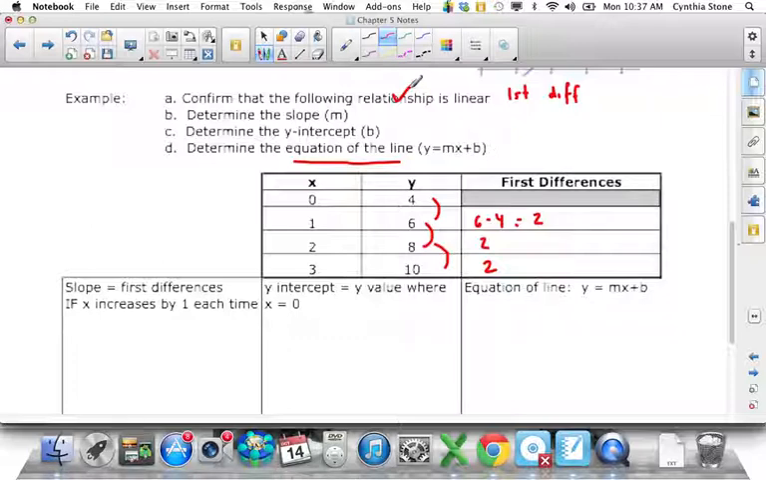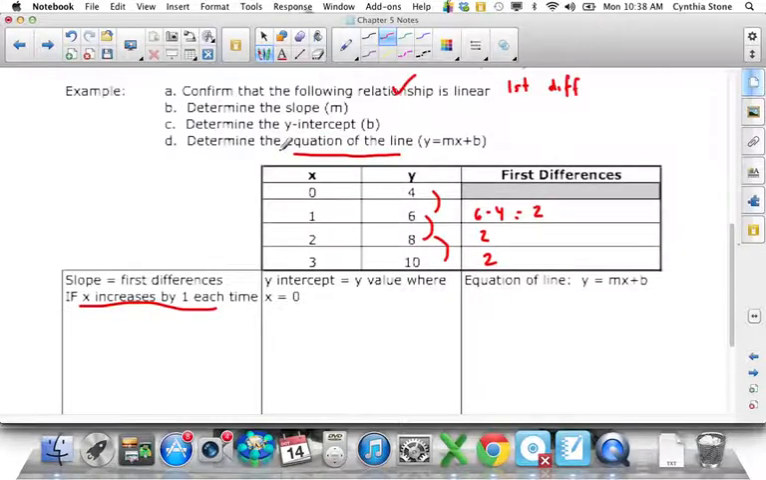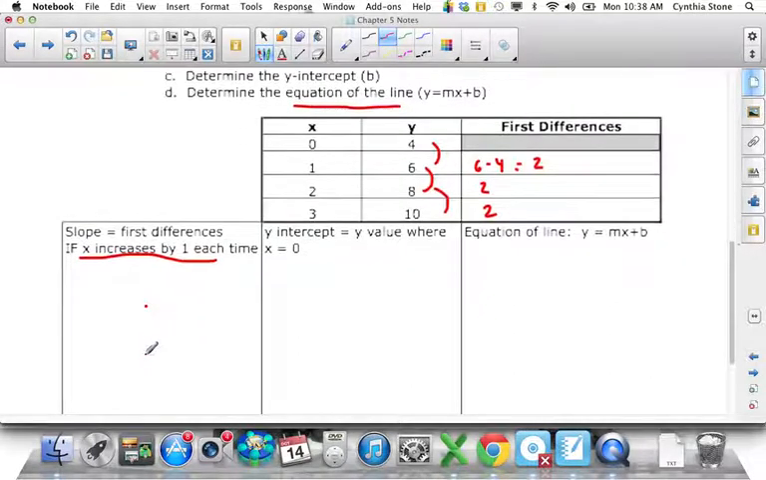Now, here's something that is helpful. We use the term m to say slope, which again is rise over run, however you want to put it on a graph. Well, we can look at the table of values and find the slope. If x increases by 1 each time in the table, and in this case it does, we can do this. If it didn't go up by 1s, I couldn't do this. But because it goes up by 1 every time, the slope is equal to the first differences. So I don't have to do any math. There would be a way to do this with math.